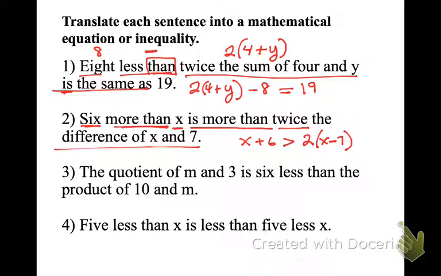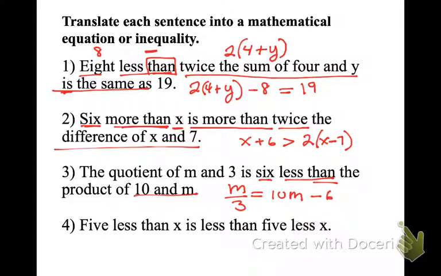Number 3, who's going to do this one? Okay, Julio? I did m over 3. Good. M over 3. Keep going. Equals 10m minus 6. Good. We have 6 less than, so we take our 10m, plus, you said? No, I said minus. Okay. Minus 6.